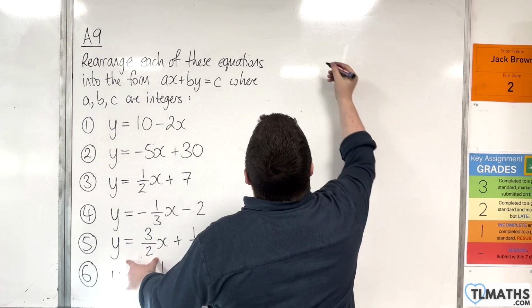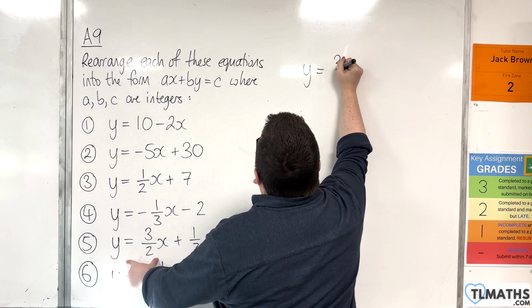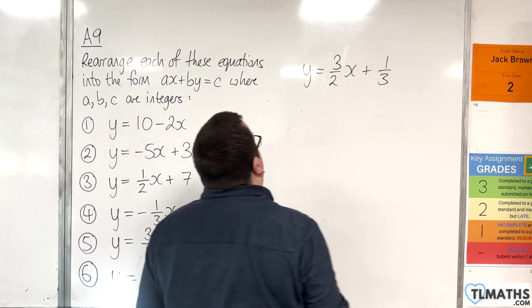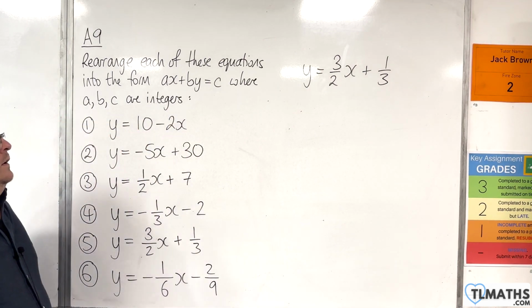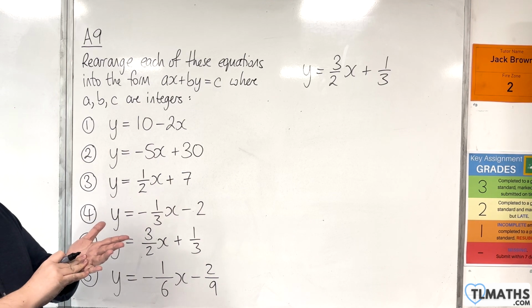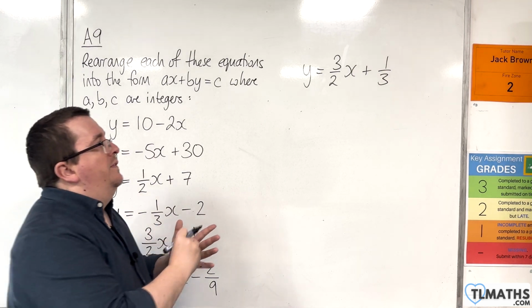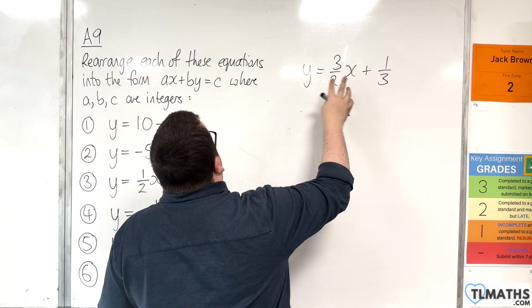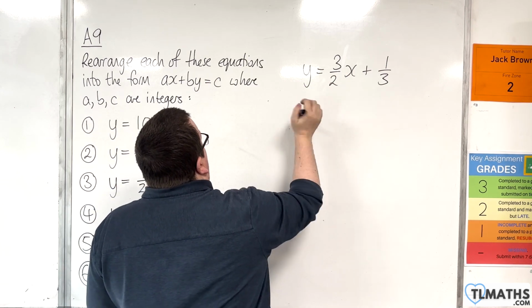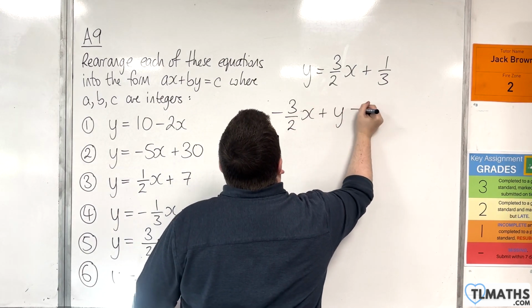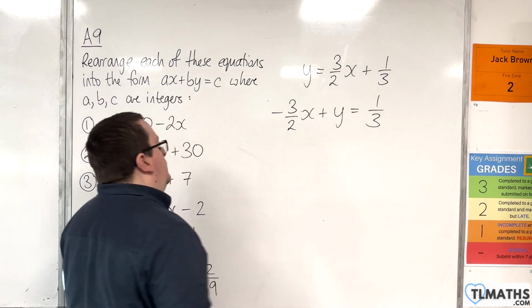So number 5, we have y equals 3/2 x plus 1/3. Now, in this case, we've got two fractions, 3/2 and 1/3. They both have different denominators. Let's rearrange it into the format first. So take 3/2 x on both sides, leaving you with that structure.